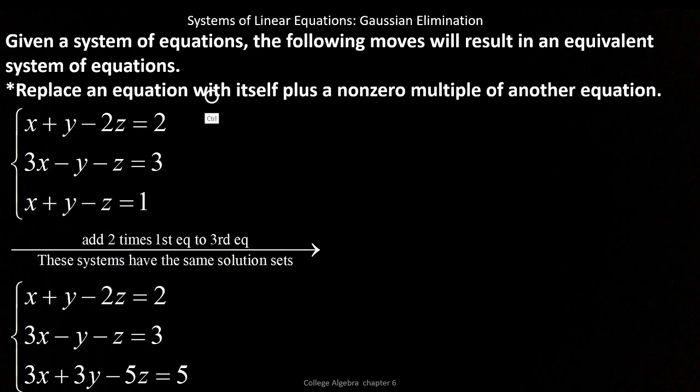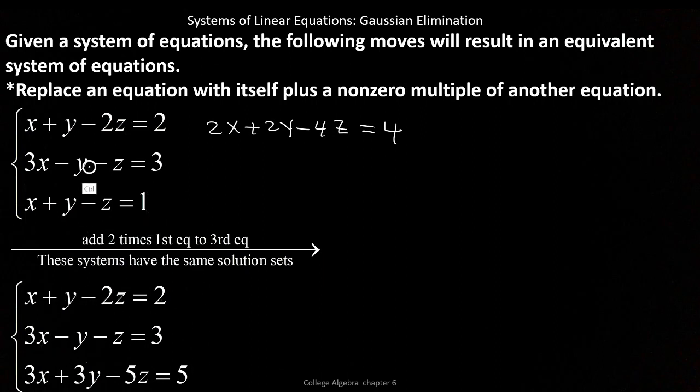We could also replace an equation with itself plus a non-zero multiple of another equation. What does that mean? That means you can, for example, multiply the first equation by 2 and add it to the third equation. So if I multiply this by 2, I get 2x plus 2y minus 4z equals 4. Then I'm going to add this to this equation. So 2x plus x is 3x, 2y plus y is 3y, negative 4z plus negative z is negative 5z, and 4 plus 1 is 5, right?